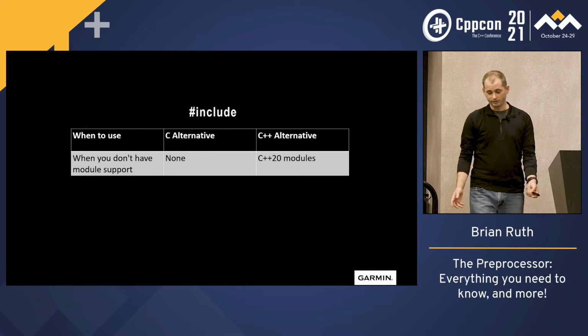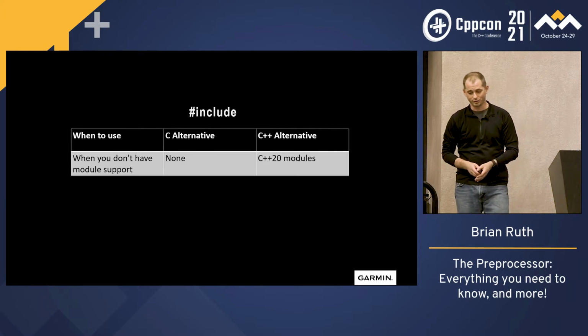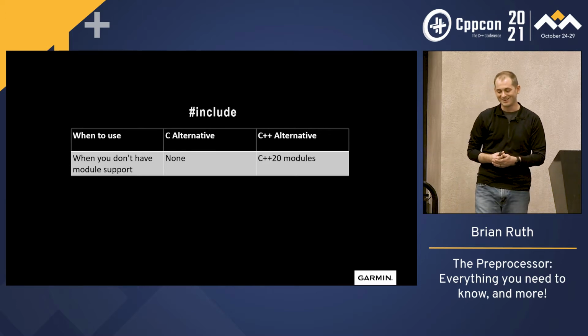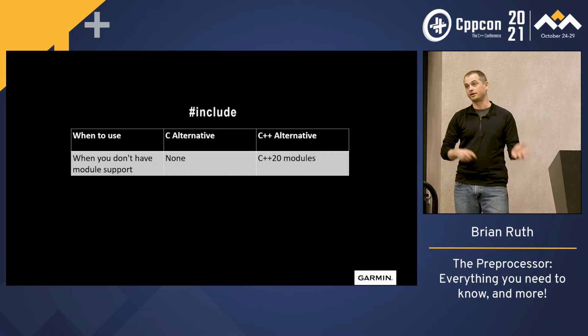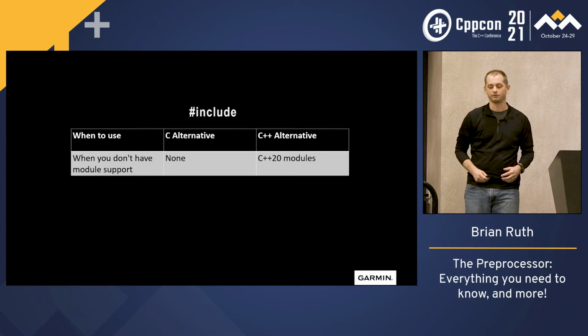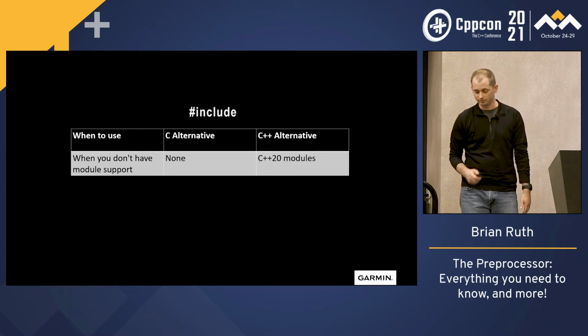So include, when to use: when you don't have module support, which right now is a lot. And the C alternative, none, that's the only way to do it. And C++20 modules. And then in C++23, like I said, you'll be able to include standard headers.